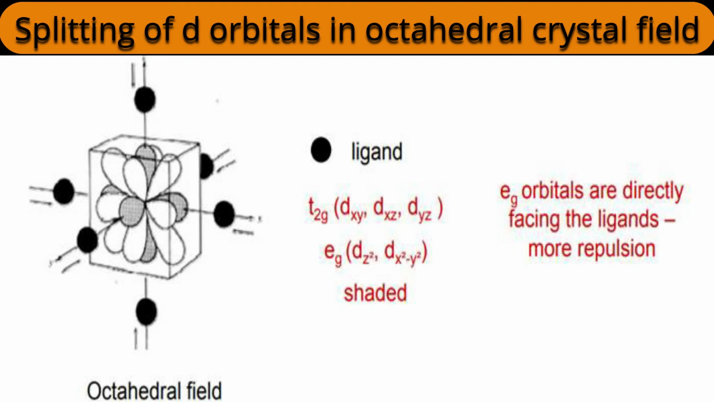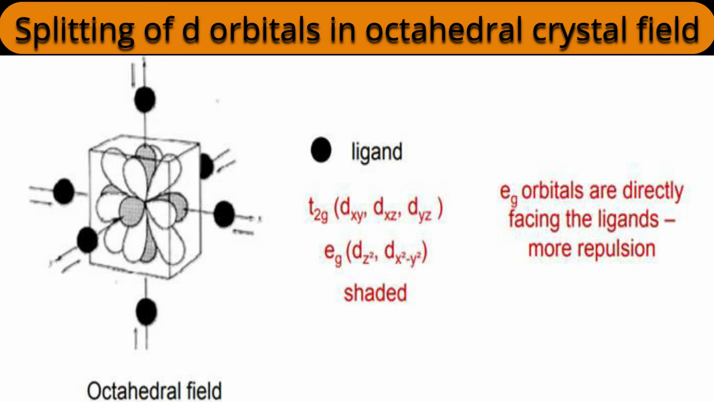Interestingly, see there. Ligands are approaching along the axes. 6 directions are there. Ligands are represented by black balls. And the orbitals which are axial, those pointing towards the center of the face of the cube, are represented by gray color. And the orbitals which are non-axial, meaning the T2g set, their lobes are represented by white color. If you observe them neatly, those are pointing towards the center of each edge of a cube.